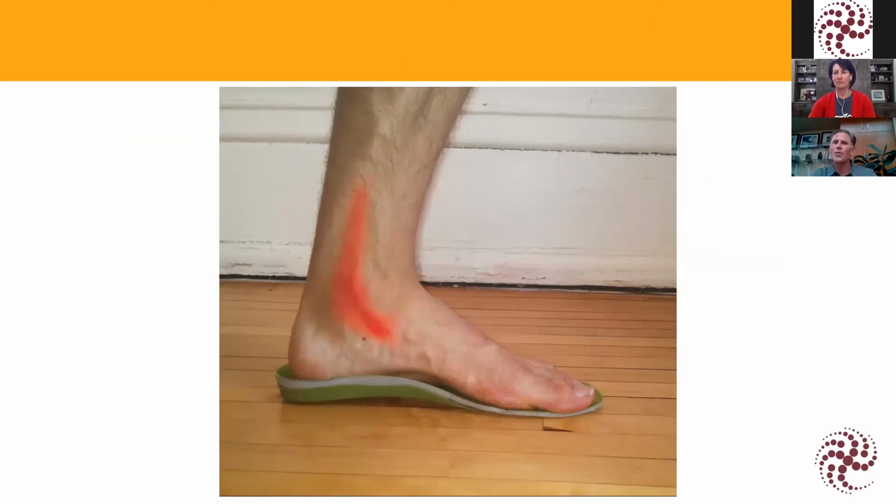And so the red is just for the purpose of the slide to show you the distribution of the pain. And you can imagine they're showing this patient standing with an arch support to try and support the arch from the undersurface and not allow it to collapse. And what that does is it offloads the tibial tendon.